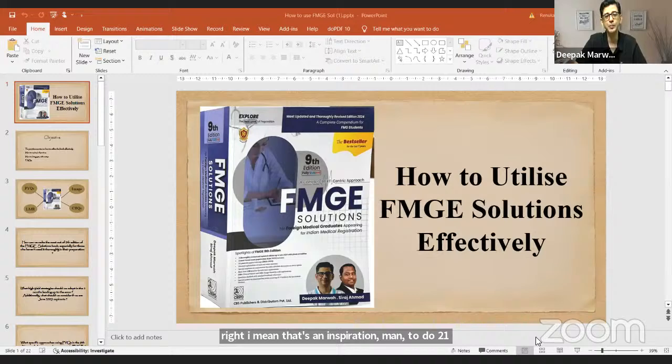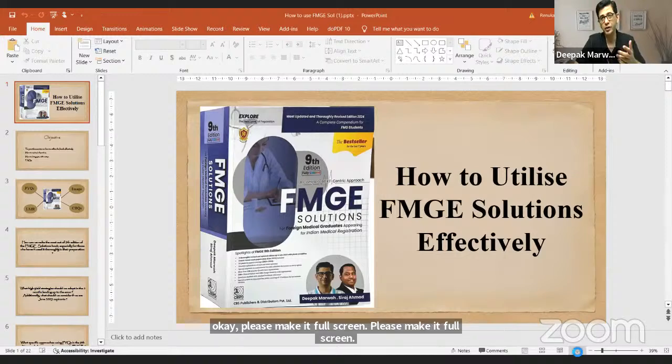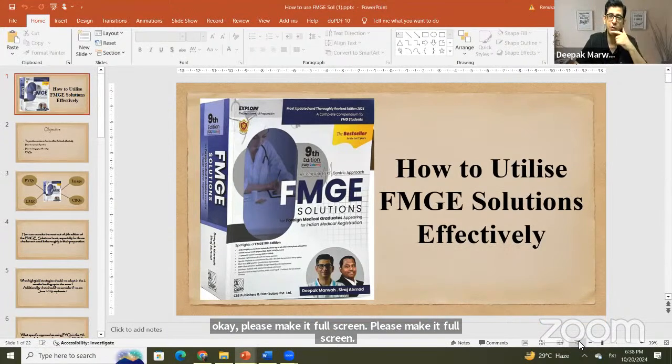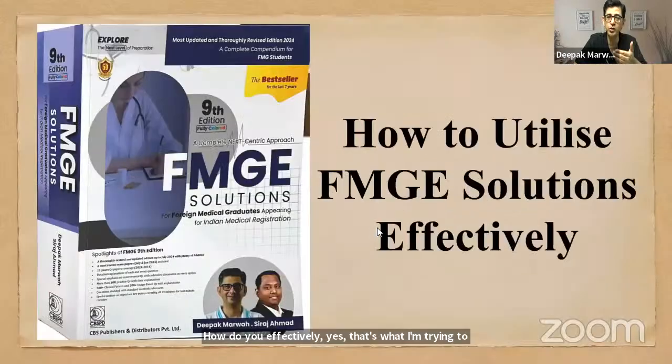So what I want you to understand is that, okay, please make it full screen. How do you effectively, yes, that's what I'm trying to say. So time आएगा और आपका GT score increase हो जाएगा. Now the query is how to use the GT.